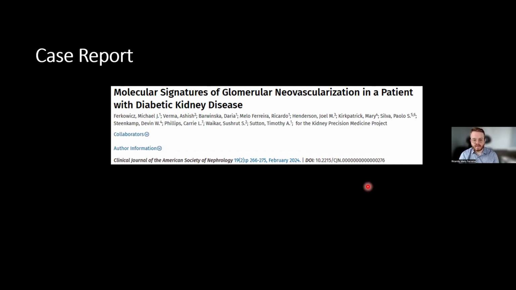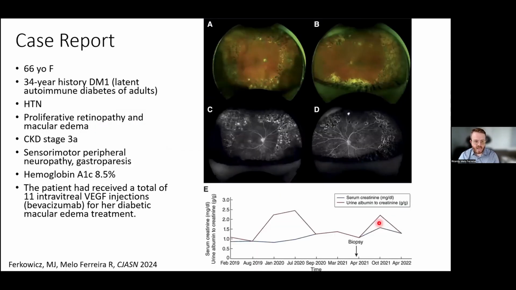So essentially, the study that I'm going to present starts first with a case report, right? Where we were looking at the signatures of glomerular neovascularization in a patient with diabetic kidney disease. This is a case report by the KPMP, so it's a KPMP project. It is a 66-year-old female with type 1 diabetes, who was identified as having proliferative retinopathy, right? And you can see that there are new vessels forming in the retina, and the patient had received anti-VEGF injection to treat this macular edema.